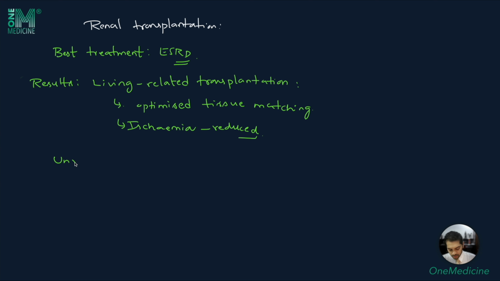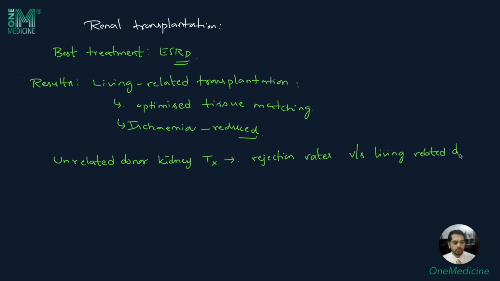The next best option is unrelated donor kidney transplantation. Here the rejection rates are quite higher compared to the living donor who is related, but it is less than kidney from a deceased donor.